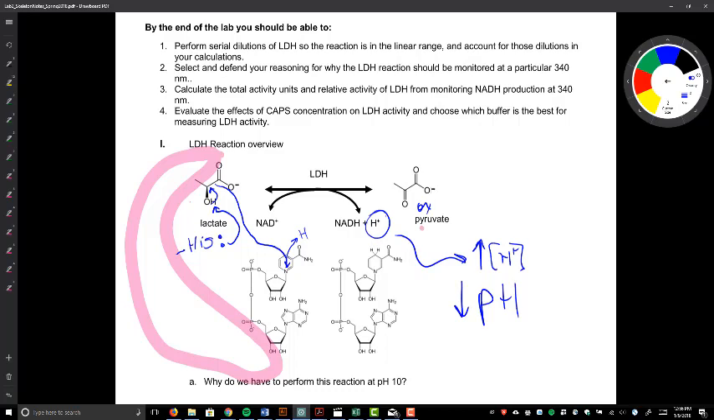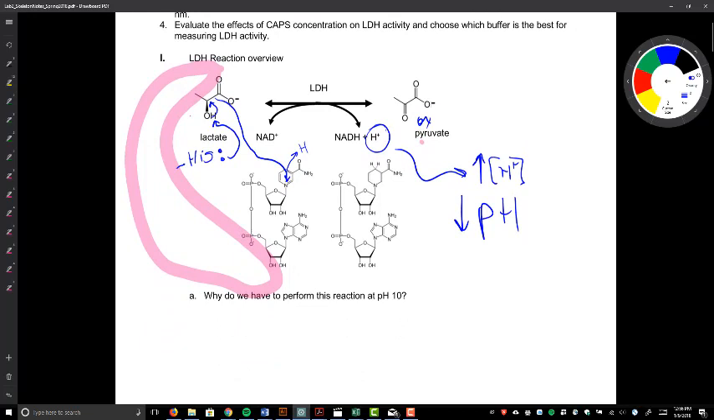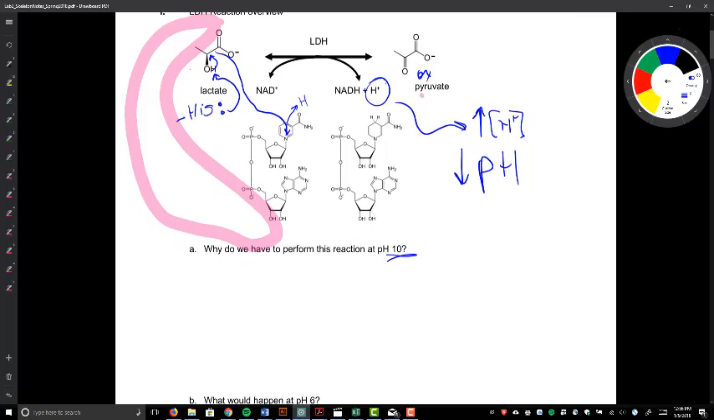So I mentioned earlier that the direction of the LDH reaction depends on the pH, and in our lab, we monitor the lactate to pyruvate reaction at a pH of 10. So one of the questions that this begs is, why do we have to perform this reaction at a pH of 10? Well, it has to do with the pKa of the catalytic histidine. So for an amino acid, at a pKa of around 6.7, this means 50% of our histidines are protonated.